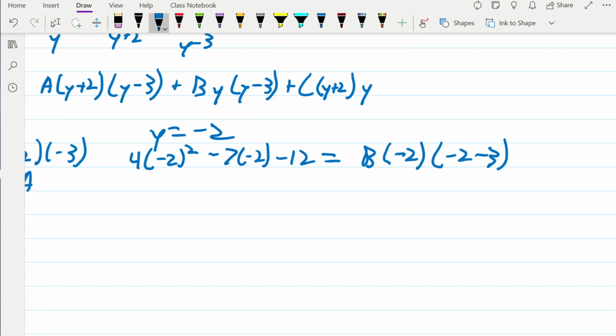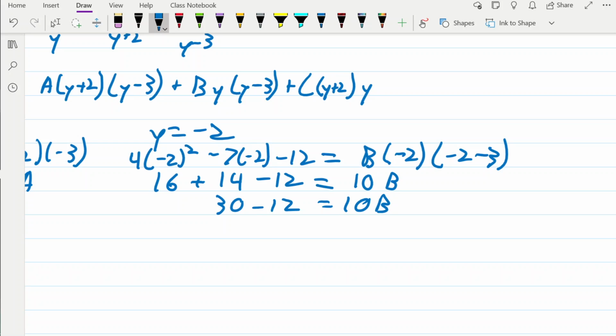All right, so we're going to have 4 times 4, so 16, because the negative cancels, and the minus is going to become a plus 14 minus 12 equals. This is going to be negative 5 times negative 2, so that is going to be 10B. So this will be 30 minus 12 equals 10B. So 30 minus 12 is 18 equals 10B. So B is going to be equal to 9 over 5.